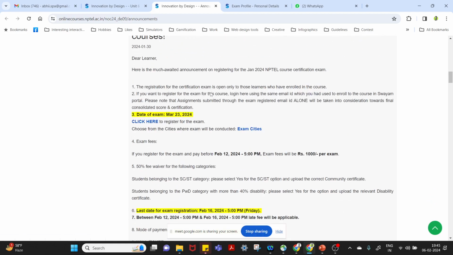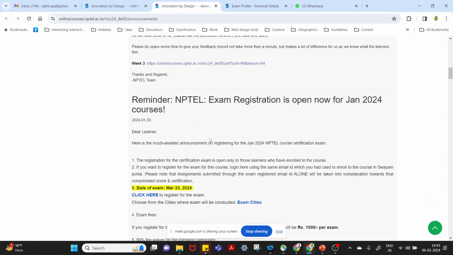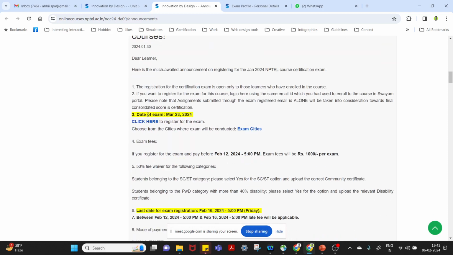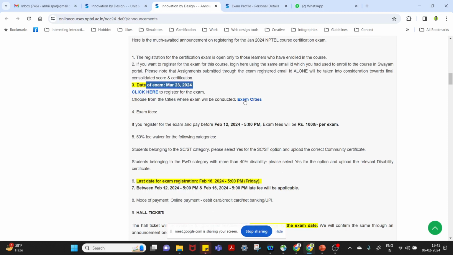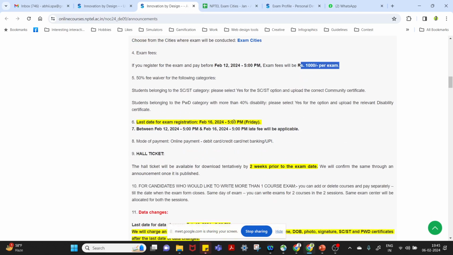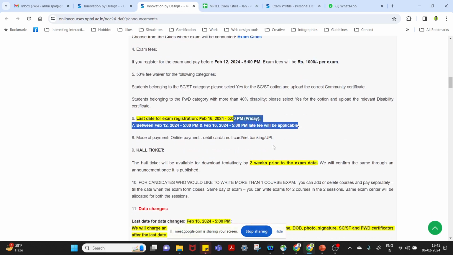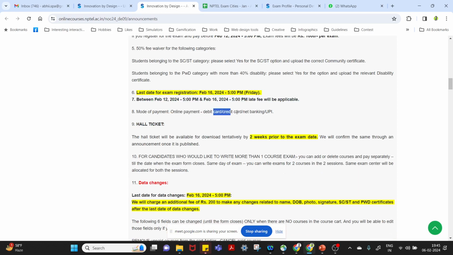Okay, so these are a list of the announcements. The date of examination I've also mentioned was 23rd of March. The exam cities are mentioned here. You can actually see which city is close to you, and accordingly you can opt for those choices. As I mentioned, 1,000 rupees is for the examination fee, and these are certain details with the late fee. Okay. And mode of payment is all applicable.